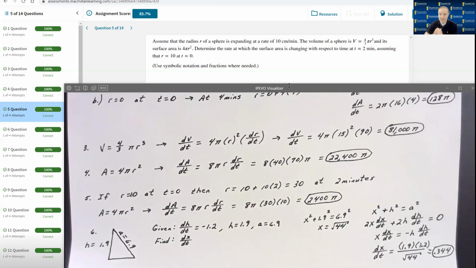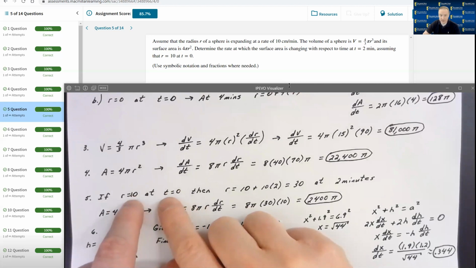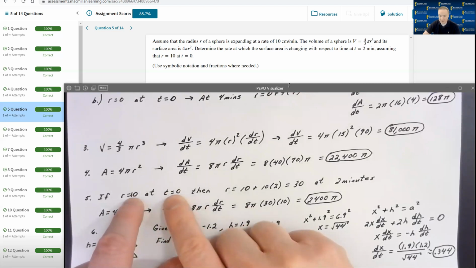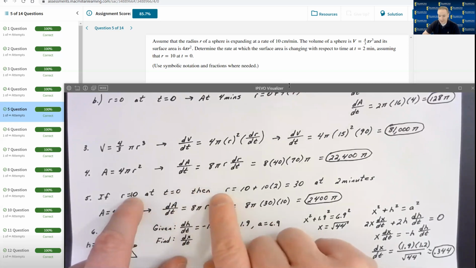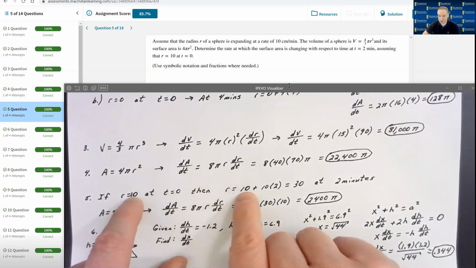Instead, it tells me I'm wanting to find the rate of change of the surface area when time is equal to 2 minutes. We're told that we can assume the radius was 10 at t equals 0. So I reason that if the radius was 10 at t equals 0, then the radius at the point of interest is going to be that initial radius, 10 centimeters, but it's growing at a rate of 10 centimeters per minute, and I want 2 minutes later.